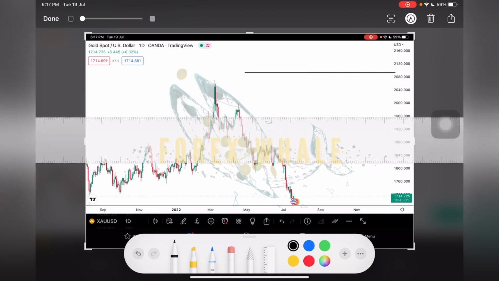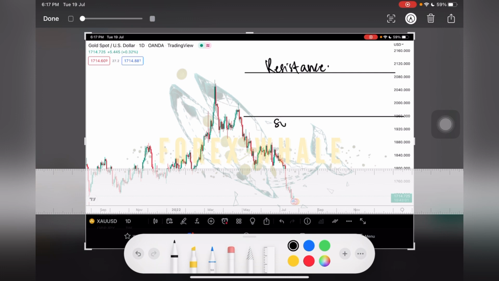Right, so here you go, and then I'll label this as resistance and I'll label this as support. Okay, the market will continue to create resistance and support in the charts. So our job is to identify the SNR in the charts. Resistance is basically an area or a zone or a level where we are looking for a sell opportunity. So at the resistance level, we will look for a sell opportunity, and at the support level, we will look for a buy opportunity.